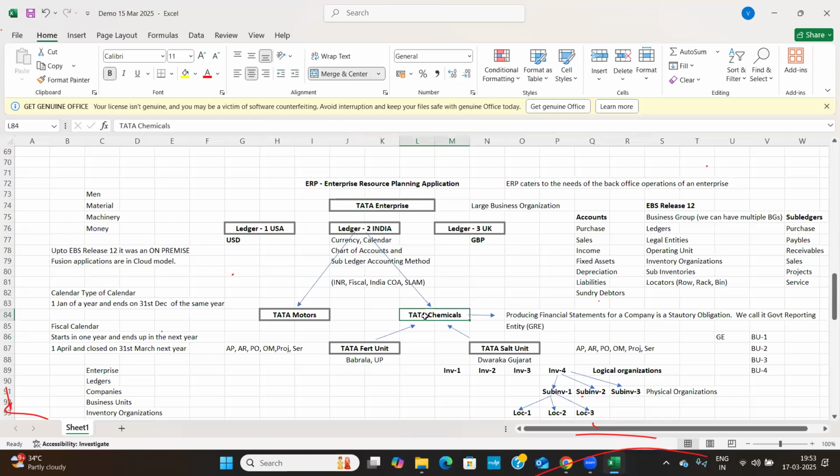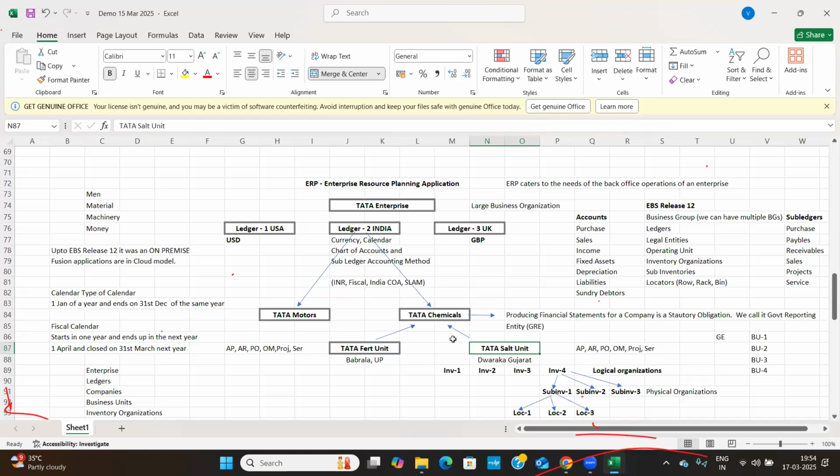So one company, this is a Tata Chemicals company following this ledger. This is Tata Motors following this ledger. But one company can have multiple operations. Tata Chemicals manufactures fertilizers in Babrala, Uttar Pradesh, and Tata Salt in Dwarka, Gujarat, different locations. They are two different units doing two different business lines. This is fertilizers, this is table salt. But these two operations are done in the same company.